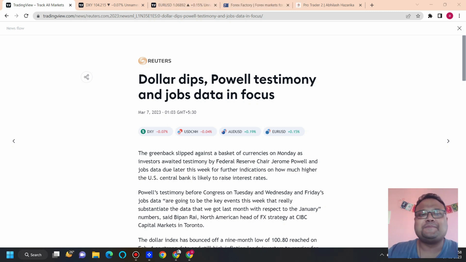So let's get started. As you can see on the screen, dollar dips, Powell testimony and jobs data in focus. The greenback slipped against a basket of currencies on Monday as investors awaited testimony by Federal Reserve Chair Jerome Powell and jobs data due later this week for further indications on how much higher the US Central Bank is likely to raise interest rates. Yes, all the eyes are on the testimony of Jerome Powell. So my dear friends, right now we can see the market is more or less silent. It's the silence before the storm.